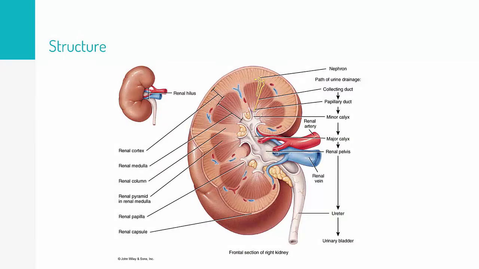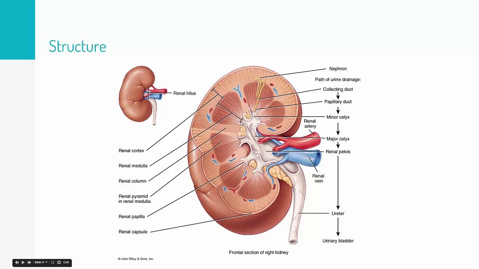Okay, so moving on from the gross anatomy, let's dive in a little bit further and talk about the structure of the kidney. So the kidney can be divided into two major structures, the outer renal cortex and the inner renal medulla. Within the renal medulla are the renal pyramids. As you can see, they kind of look like an inverted pyramid. The renal pyramids are comprised of the nephrons and the collecting ducts.